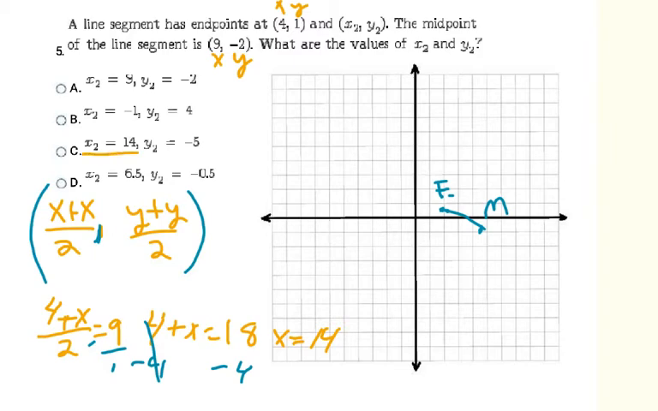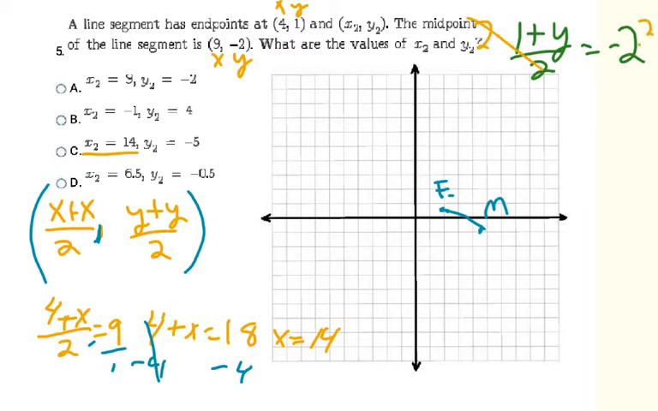Well, the only one that has that is C, but I want to go ahead and check my y to make sure that I didn't make a mistake with my x's. So I'm going to use my y part of the midpoint. I have a y coordinate of 1, so I'm going to substitute that in. So I'm going to have 1 plus y over 2 equals the y midpoint coordinate, which is -2.